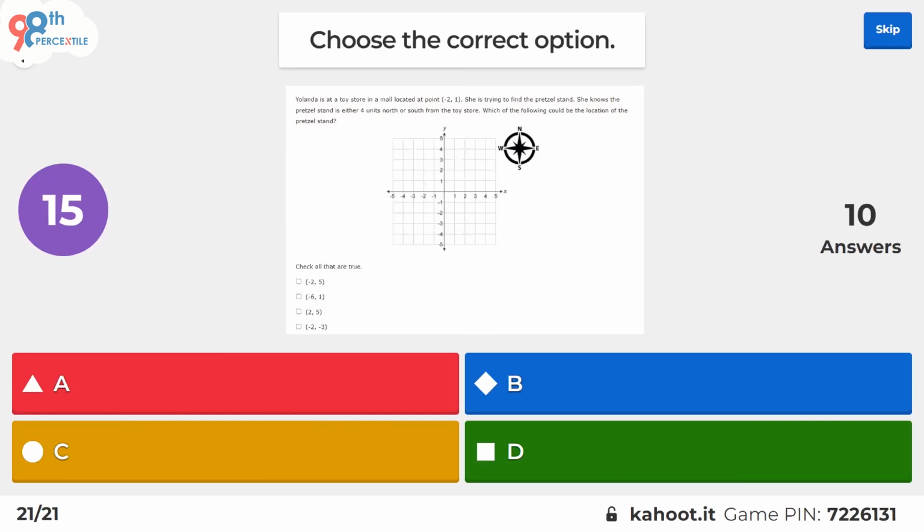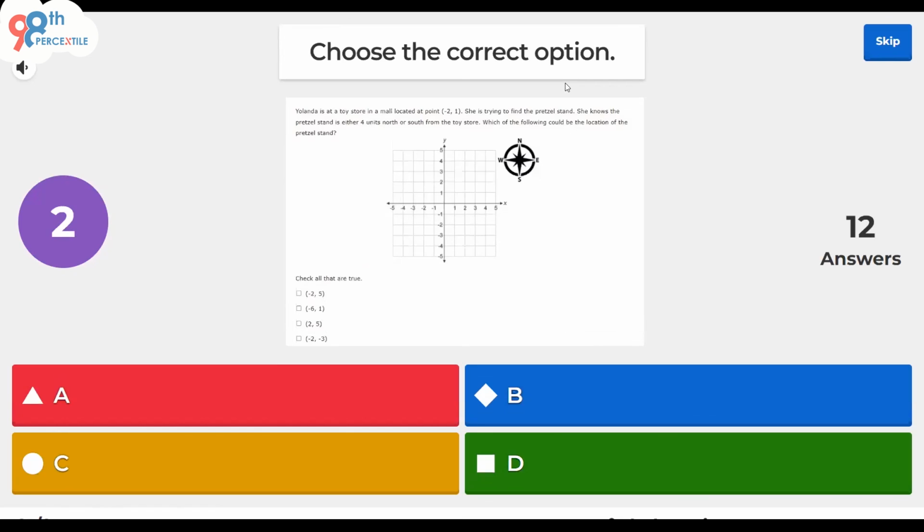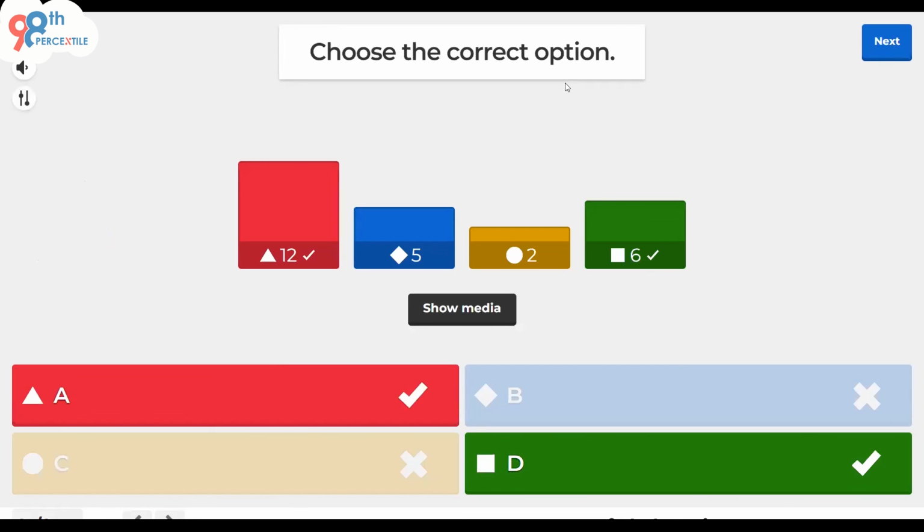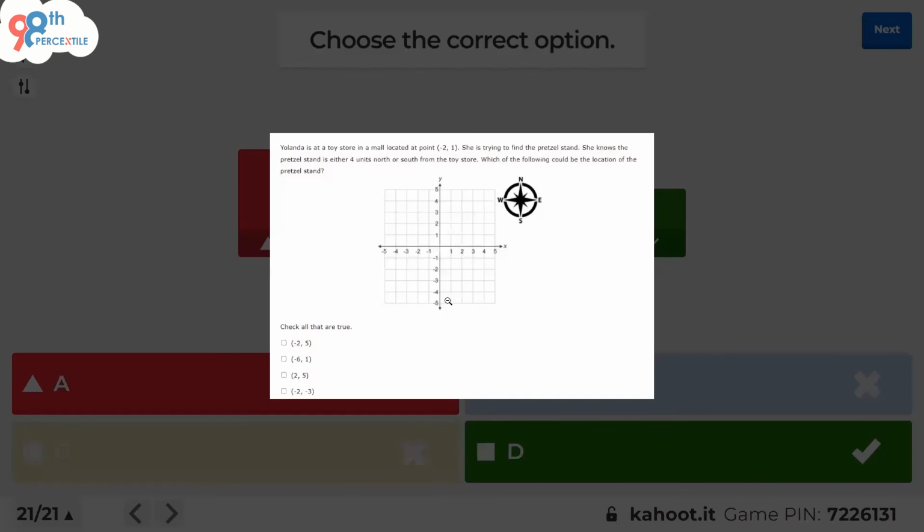Waiting for every one of you to work this question through. It's a multi-select. Hope every one of you is keeping a check on that. Okay, so 12 and 6, a lot of you have got this correctly.